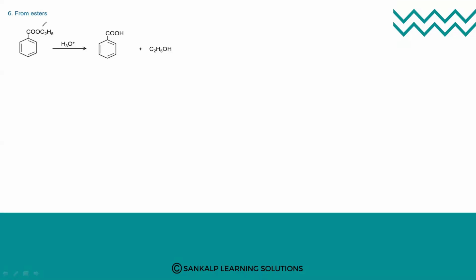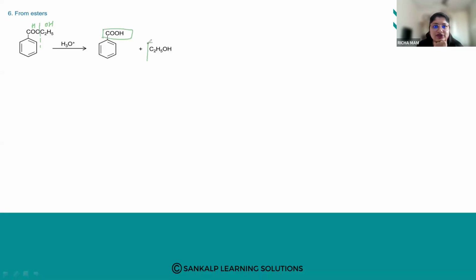Yes, ma'am. Okay, now here also you see, here I'm going to get H and here I'm going to get OH. So what I got here is COOH and C2H5OH. This is our benzoic acid, and this is our ethyl alcohol or ethanol, and this is ethyl benzoate. Got it? Fine. So this completes our methods of preparation.